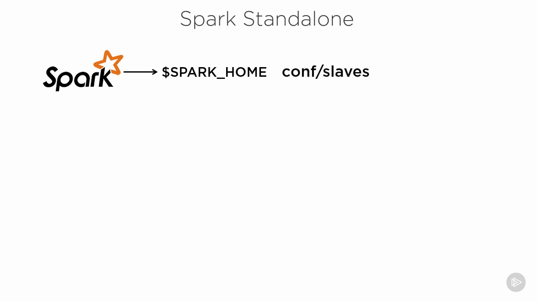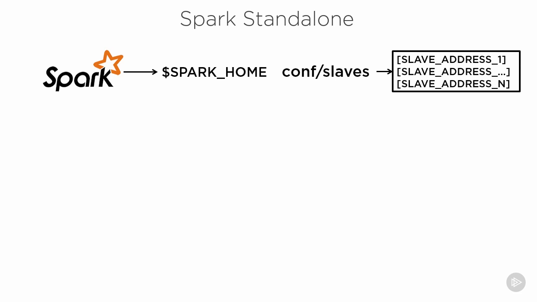Then, on your master machine, you need to have a conf directory in your Spark home directory. And inside there should be a slaves file, simply listing the address of each slave computer, separated by new lines. If this file is not present, then the local host will be used, which is nice when you're looking to run some simple tests.